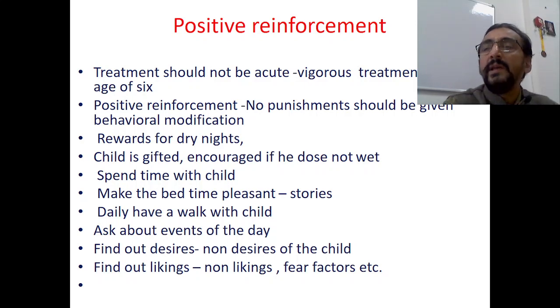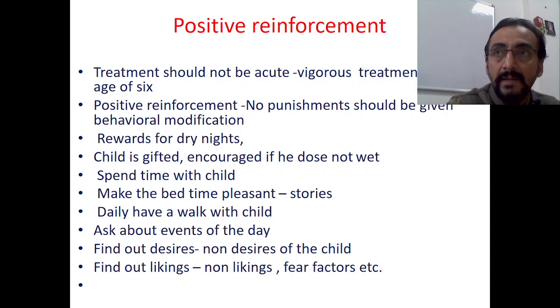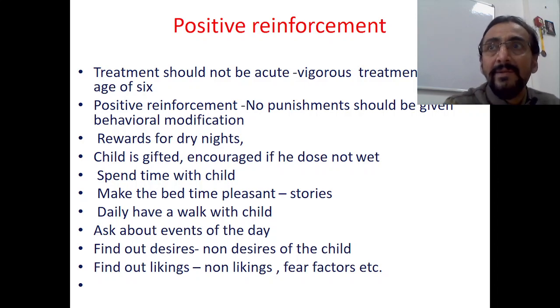And suppose, in spite of all the effort, sometimes the child may wet. Then again, don't take back the gift. Although he has failed and passed the urine at night, he has tried. For his try, we have to reward. So don't make these mistakes. Don't say that if you are voiding today, then I will take away the gift that I gave you the last day. No. This type of attitude should not be there. Okay, make the bedtime pleasant. Tell some stories, and daily have a walk with the child.